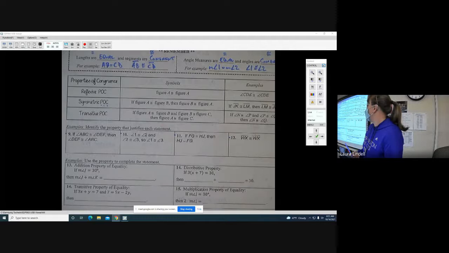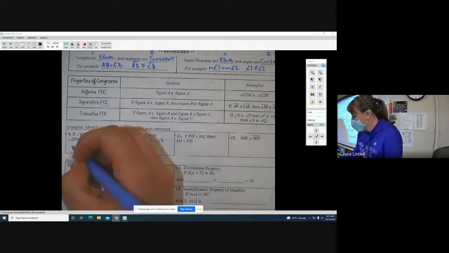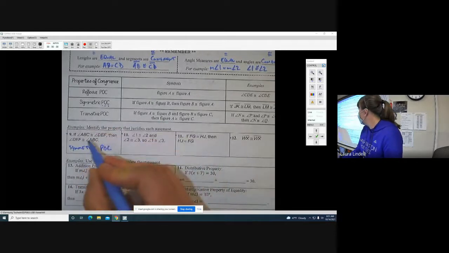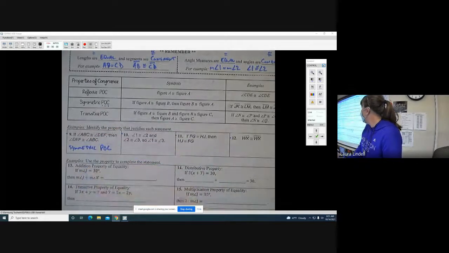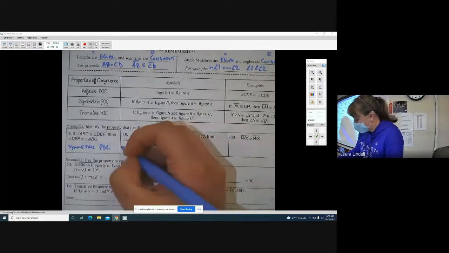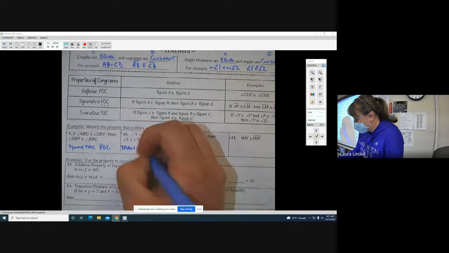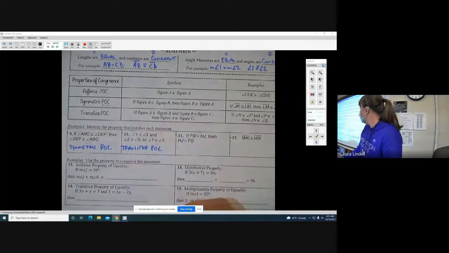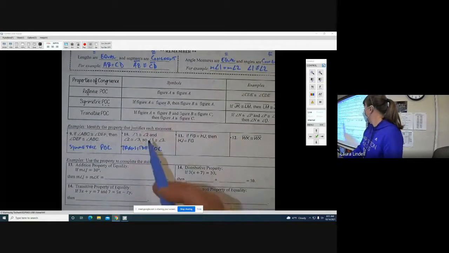All right, what do we get for number 9? Symmetric. Is it property of equality or property of congruence? Congruence. So we'd put POC because we see the congruent symbols here. How about number 10? Transitive. And that's going to be POC as well because it's got congruent symbols going on.